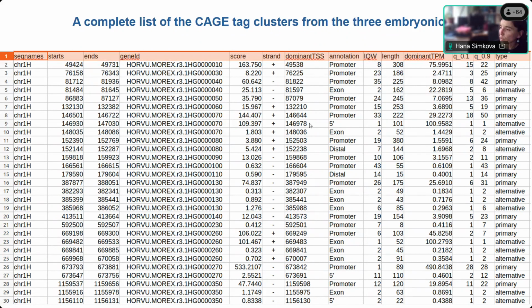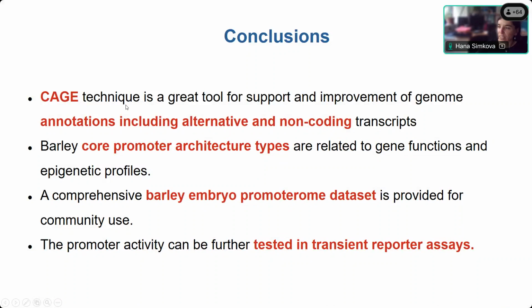So in conclusion, as maybe Bill already repeated what Hanka has said, but it's worth it, the CAGE technique is a really great tool for support and improvement of genome annotations, including the alternative and non-coding transcripts. And the barley core promoter architecture types are related to gene functions and epigenetic profiles.